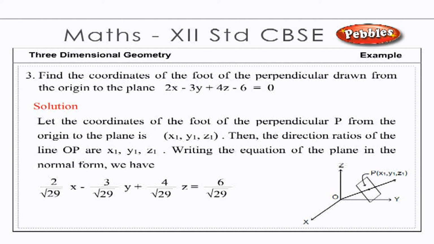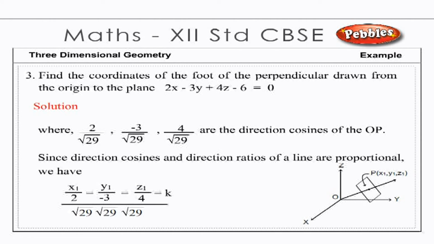Writing the equation of the plane in the normal form, we have 2 by root 29 x minus 3 by root 29 y plus 4 by root 29 z equal to 6 by root 29, where 2 by root 29, minus 3 by root 29, 4 by root 29 are the direction cosines of the OP. Since direction cosines and direction ratios of a line are proportional, we have x1 by 2 by root 29 equal to y1 by minus 3 by root 29 equal to z1 by 4 by root 29 equal to k.